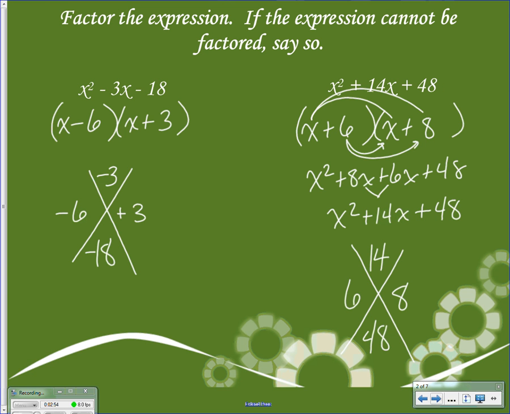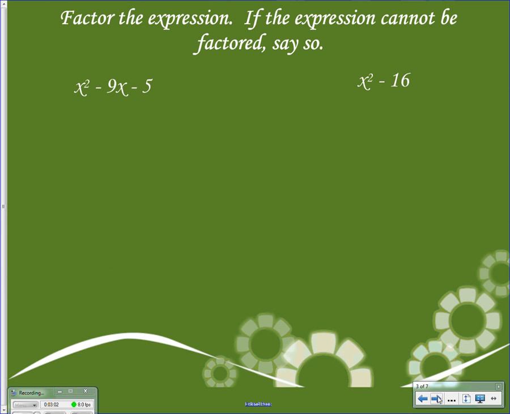So we're going to continue going on. We're going to do a few more of these, and then we're going to move on to a different type of equation. I'm going to make my x. I need two numbers that multiply to be negative 5 and add to be negative 9. Well, my only factors of 5 are 1 and 5. So if I have a negative 1 and a positive 5, that gives me positive 4. And then if I switch my signs and I get 1 and negative 5, that gives me negative 4. There's no way I can get a negative 9 from factors of 5.